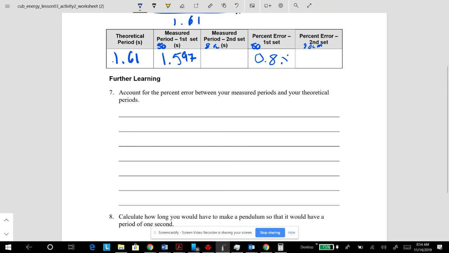So it's asking you on that one, why do you have a percent error? What might have gone wrong within there? Again, that could be the timer was off. It could be there was friction. Maybe the person dropped it too soon after you started it. So you want to account for your percent error.